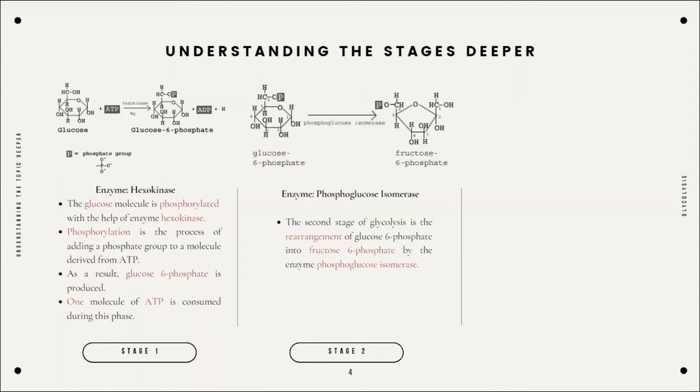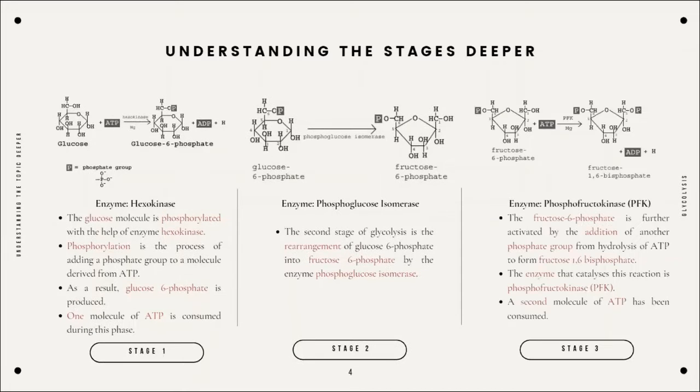The second stage of glycolysis is the rearrangement of glucose 6-phosphate into fructose 6-phosphate by the enzyme phosphoglucose isomerase. Then the fructose 6-phosphate is further activated by the addition of another phosphate group from hydrolysis of ATP to form fructose 1,6-biphosphate in the third stage of glycolysis. The enzyme that catalyzes the reaction is phosphofructokinase. A second molecule of ATP has been consumed.